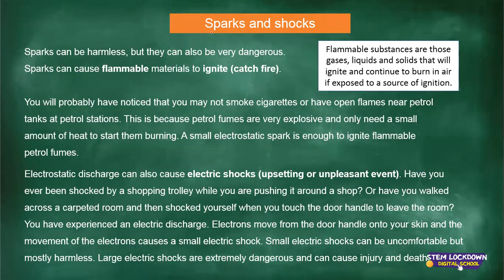So let's talk about sparks and shocks. Before we go on, I just want to explain what flammable substances are. Flammable substances are basically those gases or liquids or solids that can ignite. Ignite means that it can catch fire and continue to burn in air if it's exposed to a source of ignition. For example, if you're at a gas station and you see somebody smoking, and that cigarette goes close to the petrol, then it can actually cause an explosion.